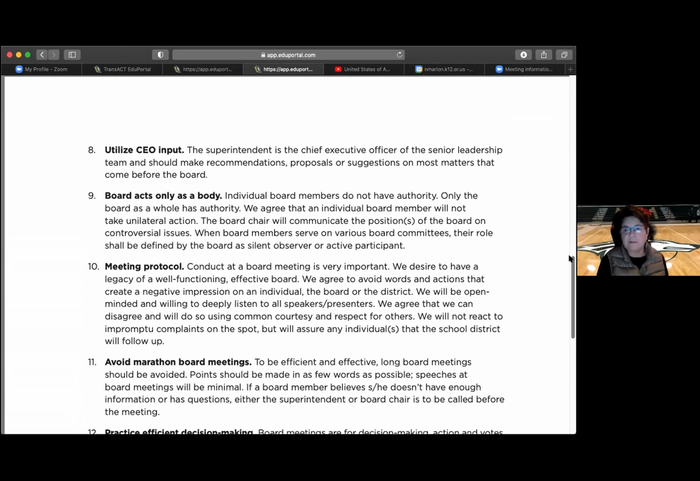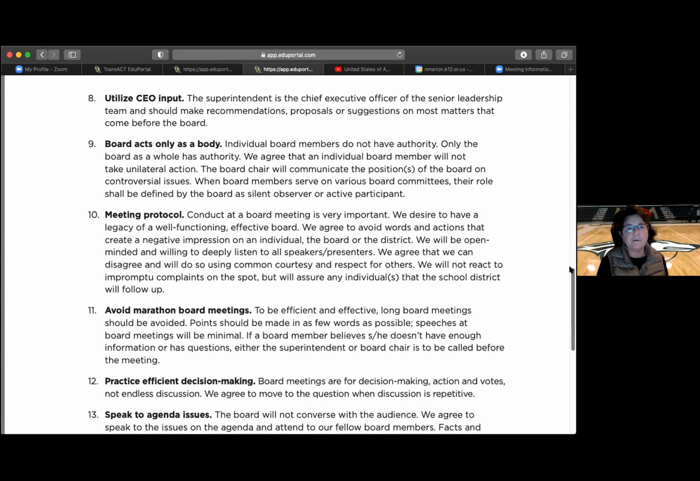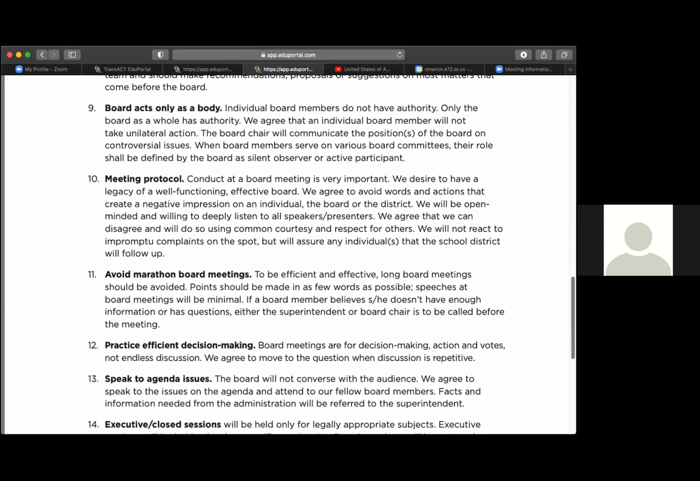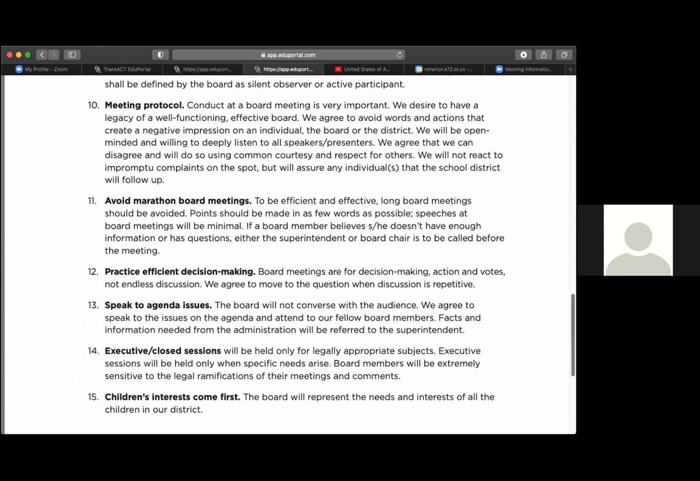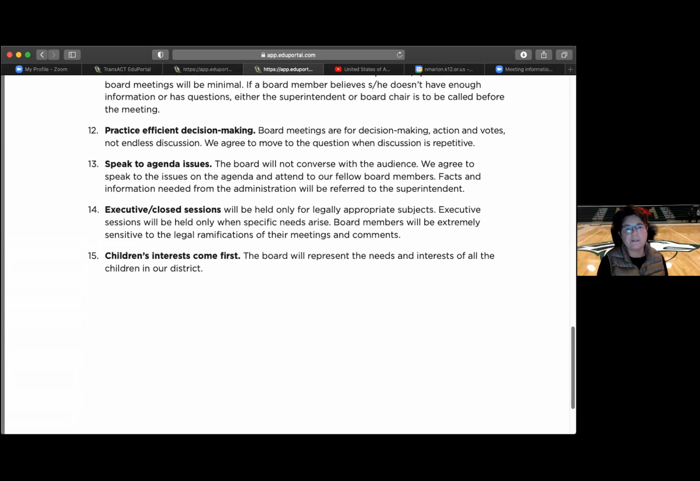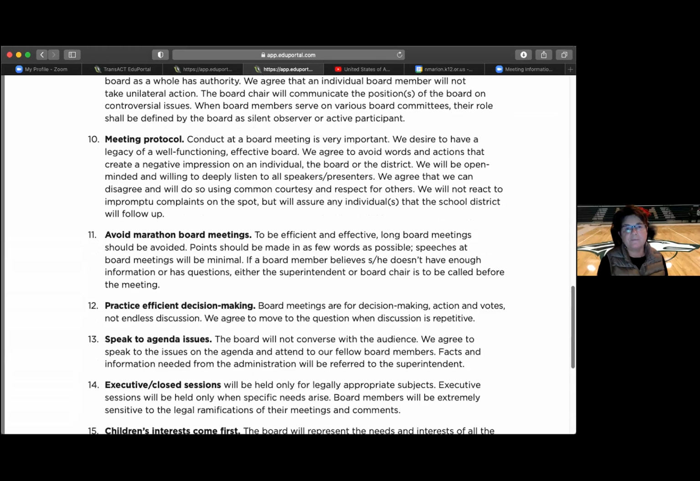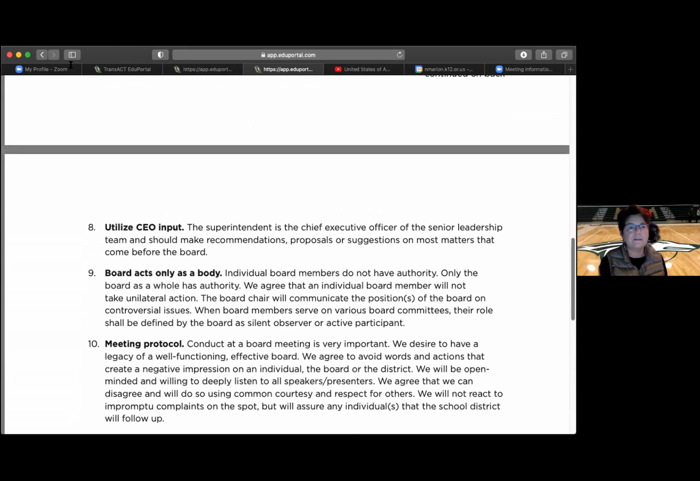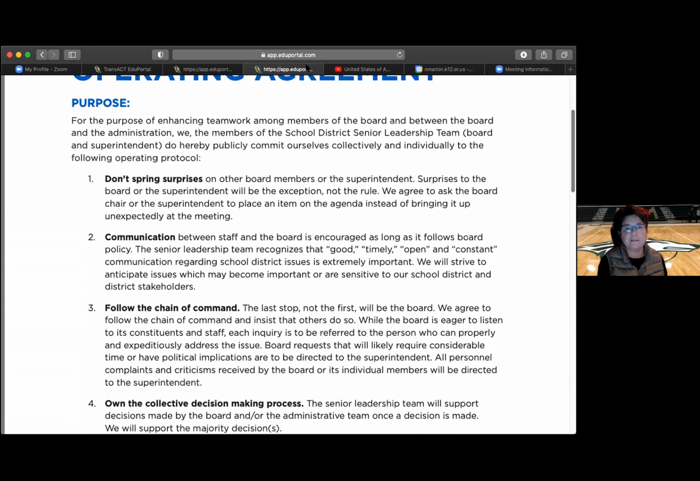So here's the information here about meeting protocols, decision-making, speaking to agenda issues. So that is another document that can provide a lot of guidance.